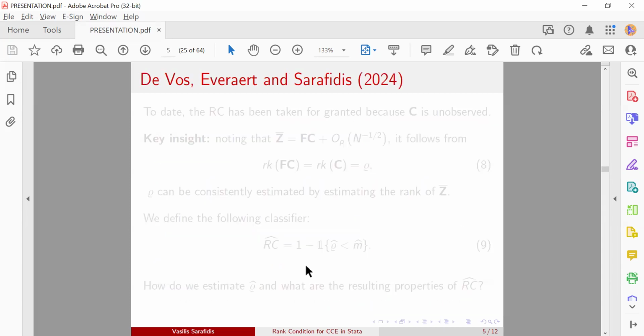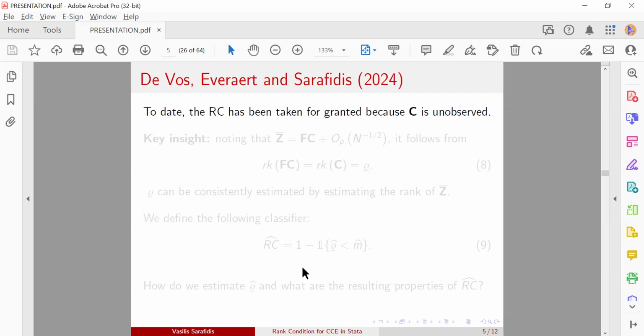Now, in principle, if we knew what rho is, the rank of C, and we also knew what M is, where M denotes the number of unobserved factors, then we could directly check whether the rank condition holds true or not by comparing these two quantities. Now, while there exist several methods in the literature for estimating M, estimating rho is not really that obvious.